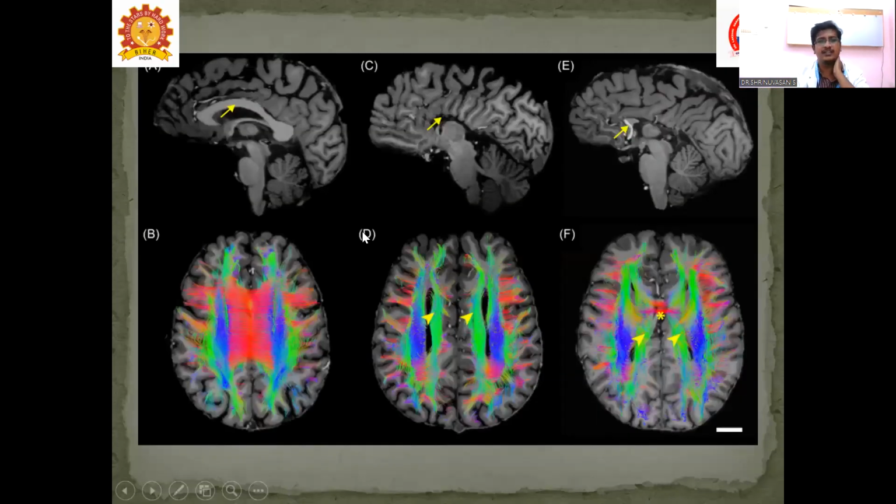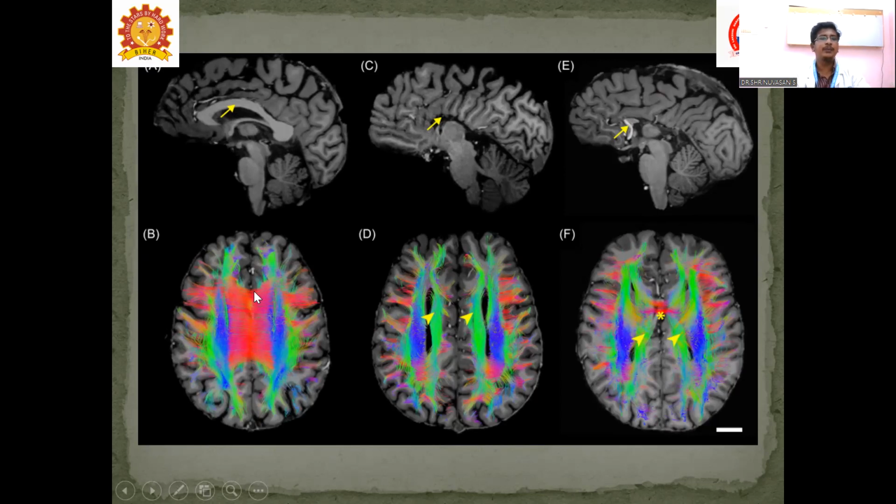So you can see this is a sagittal image of the MRI brain, which shows the complete corpus callosum present, that is normal, and this is a complete corpus callosal absence, and this is partial corpus callosal agenesis. We are comparing with tractography, the new advanced imaging technique, where you can find this band, which is denoted in the red color.